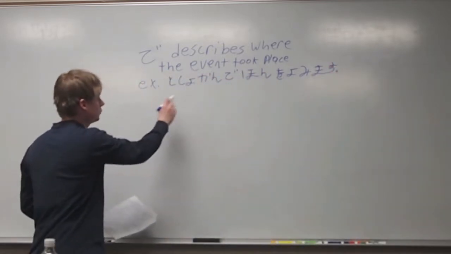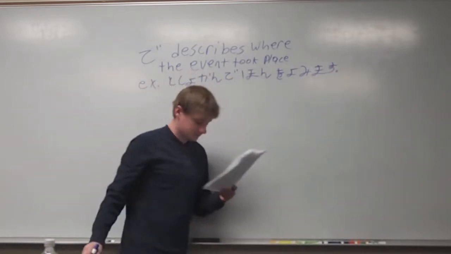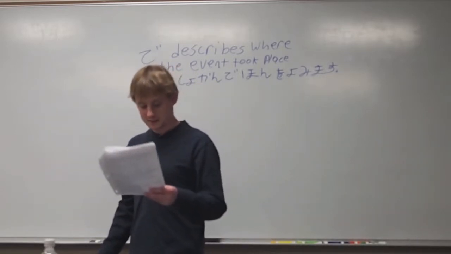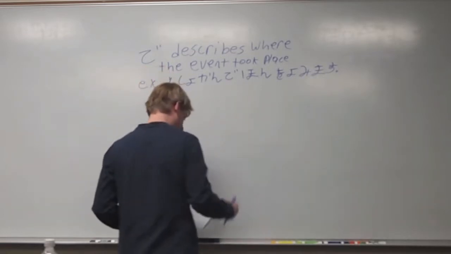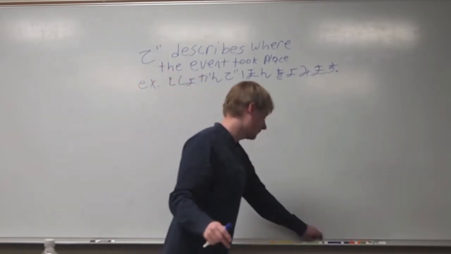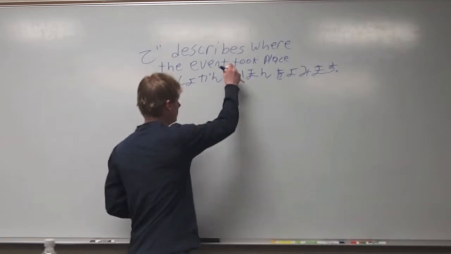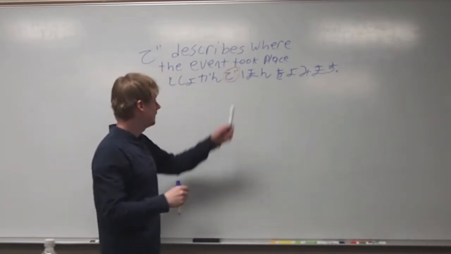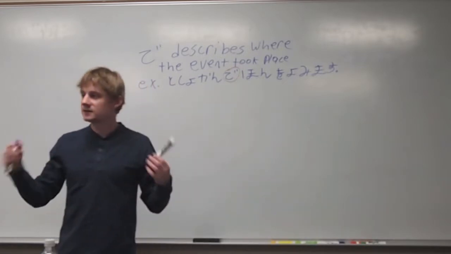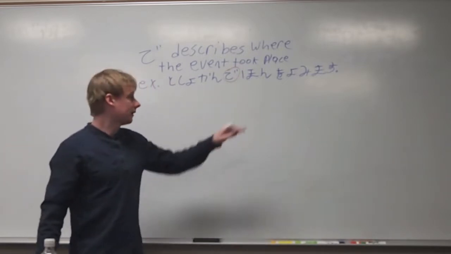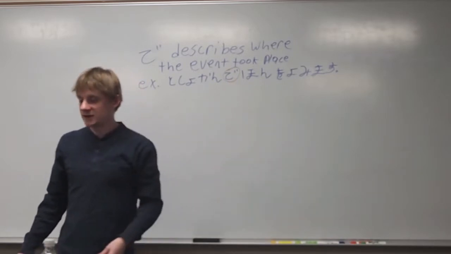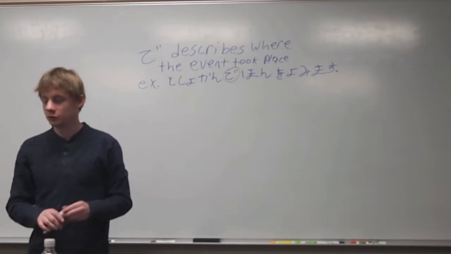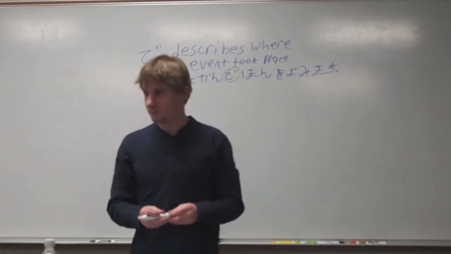Okay, so if I say toshokan de hon o yomimasu, notice that the de, I'm going to use a different color because I like different colors, and you can't see that with a flip. But notice the de is instigating where the action is taking place. Okay, so what is toshokan de hon o yomimasu? You get a book at the library.